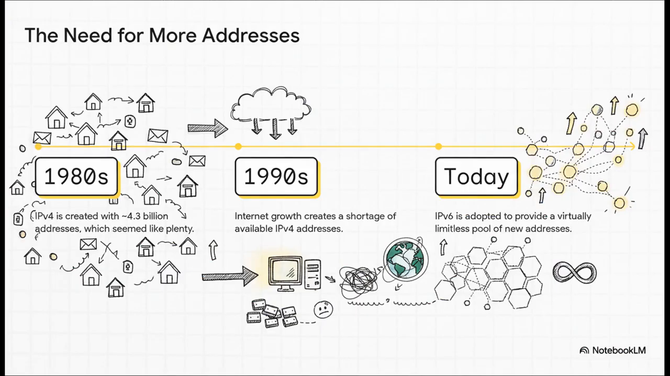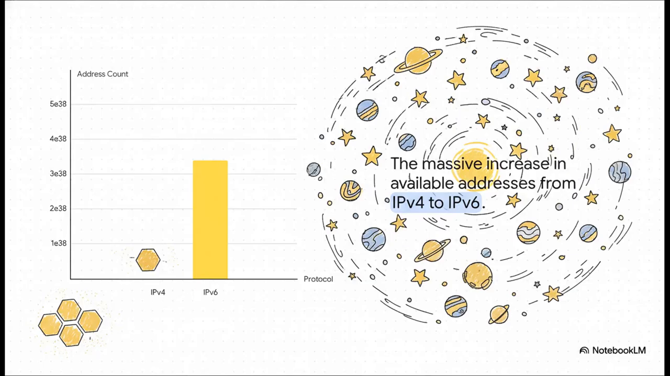The timeline here really tells the whole story. What seemed like an endless supply of addresses in the 80s became super scarce once personal computers and the Internet really took off in the 90s. And that scarcity is exactly what drove the creation and adoption of IPv6, which was designed from the ground up for future growth. And when I say future growth, the scale is, well, it's almost impossible to imagine.